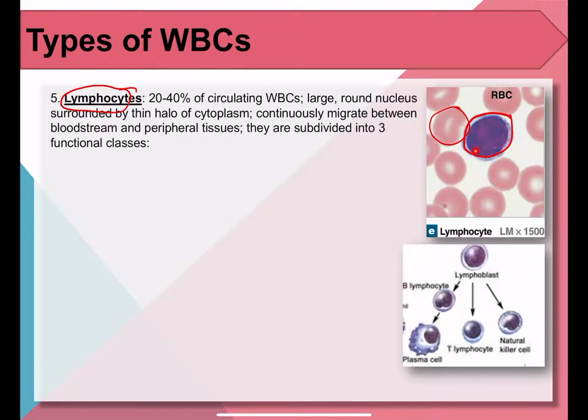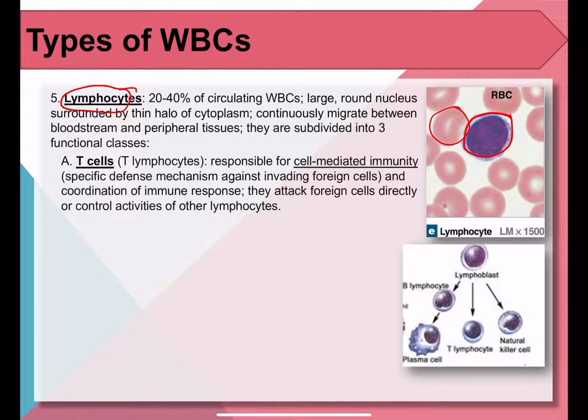Lymphocytes are very easy to distinguish. They have that huge nucleus and a small little halo of cytoplasm around it. Now, even though these white blood cells are small, they are very powerful fighters against pathogens. We'll talk more about them when we get to the immune system chapter, but they are subdivided into 3 functional classes. One class is called T cells or T lymphocytes. They are responsible for cell-mediated immunity that we'll talk about in the immune system, but it's a specific defense mechanism, meaning that we're going to talk about non-specific versus specific attacks.